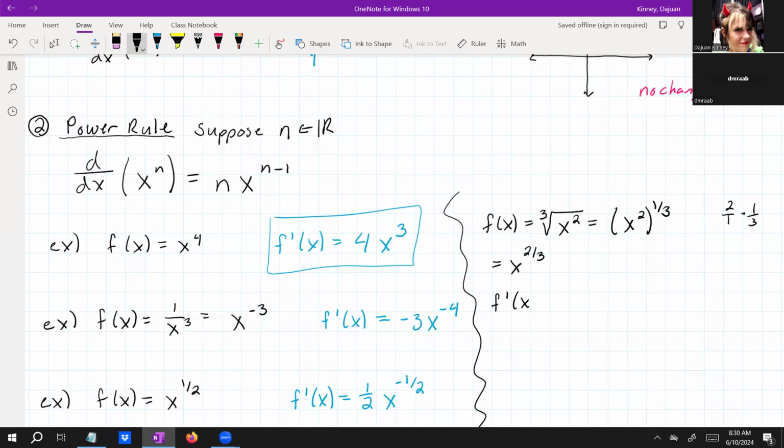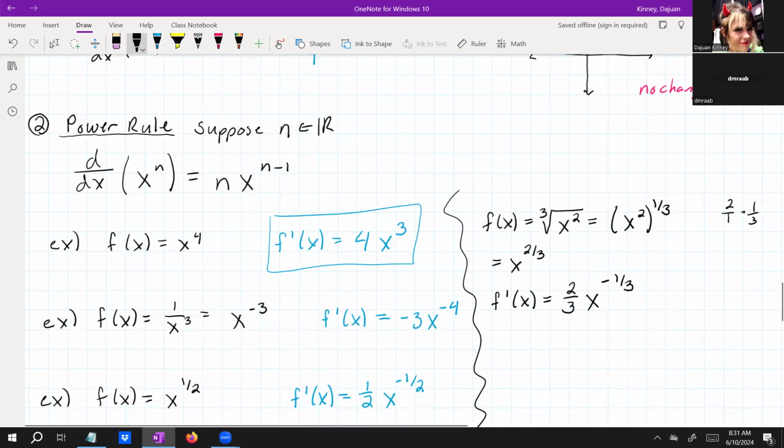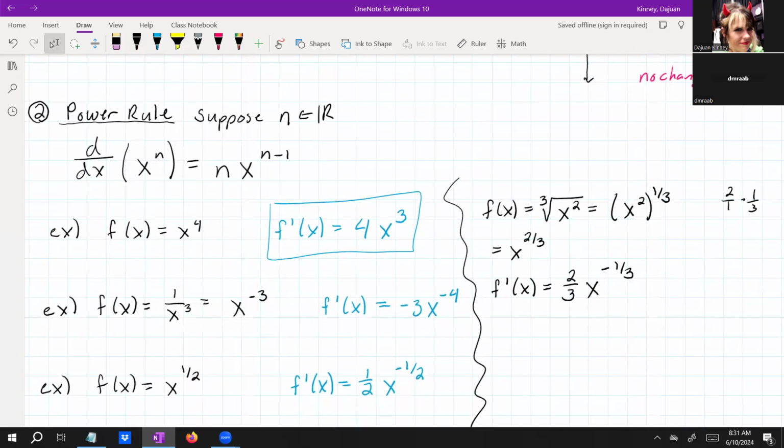So f prime of x, bring this out front, 2/3 x. 2/3 minus 1 is negative 1/3. You'll get really good at subtracting 1 from various numbers. So that one looks complicated, but once you clean it up, it's the same rule.